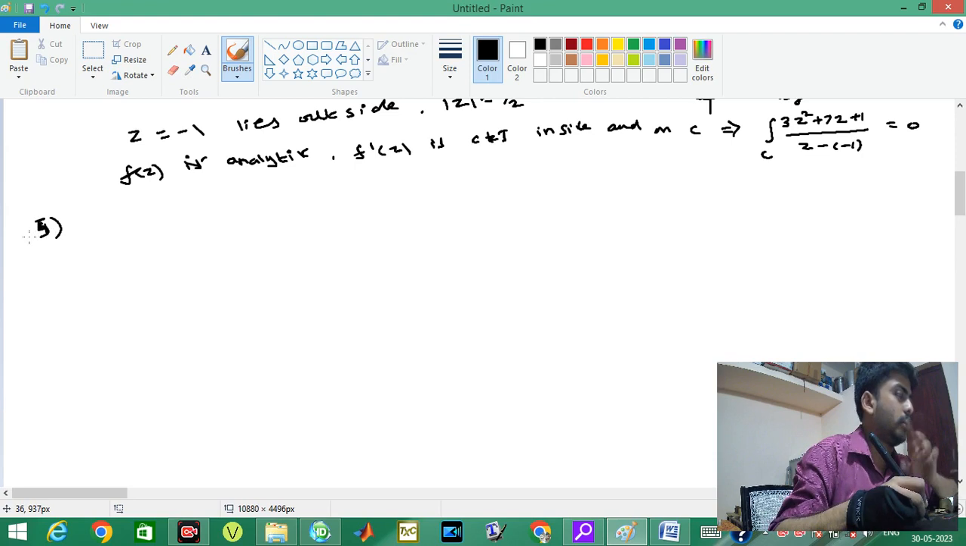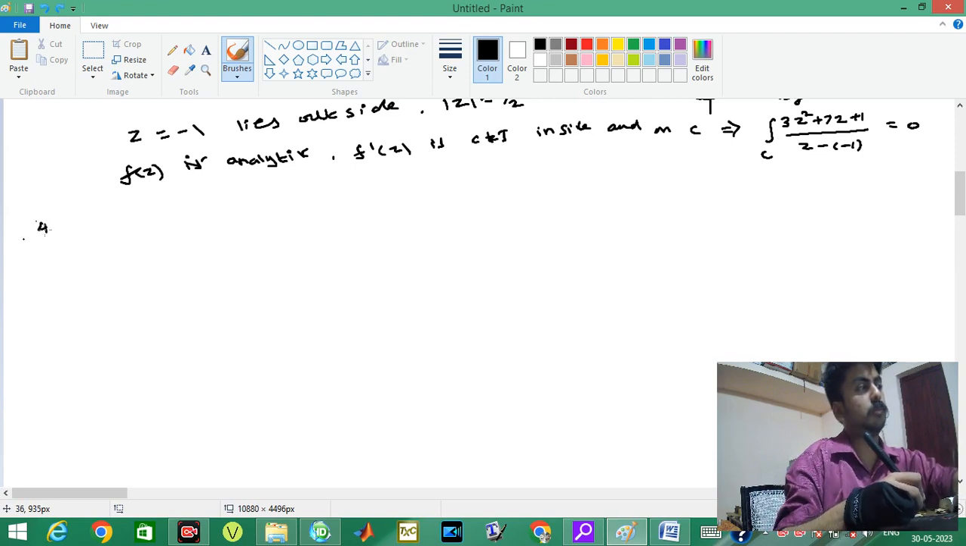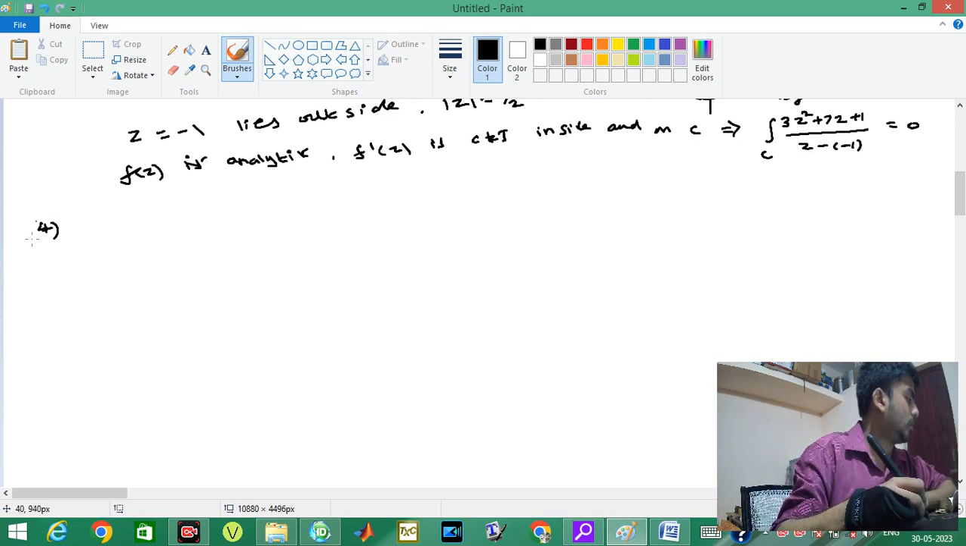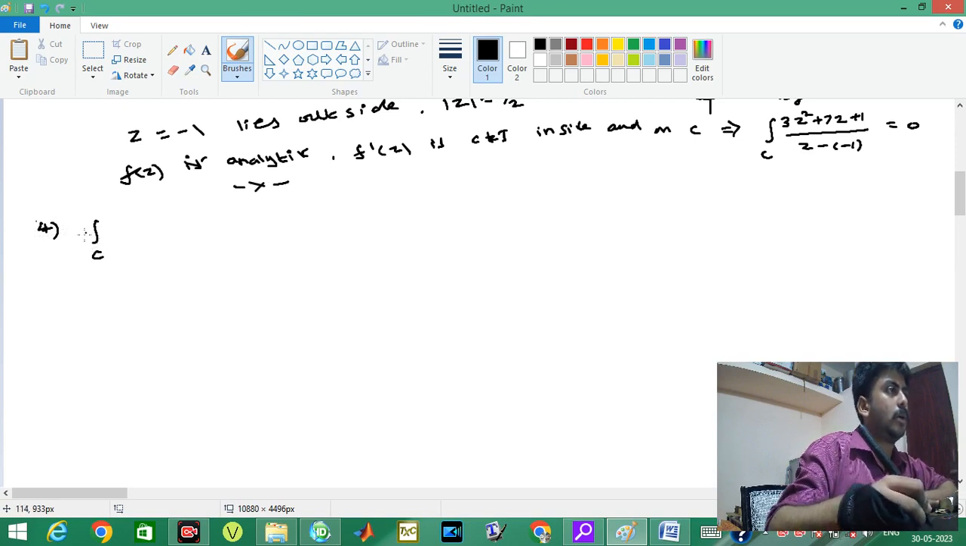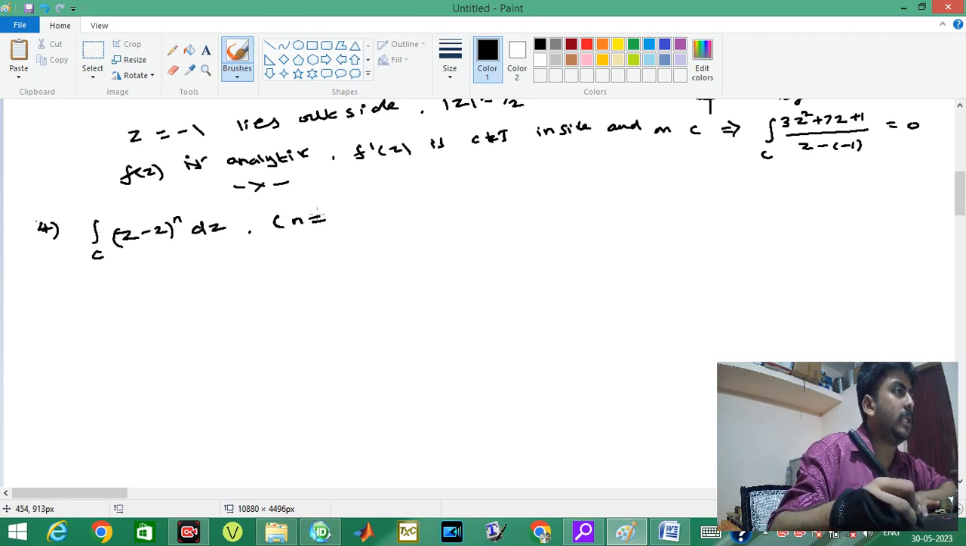Okay, it is our fourth problem. The problem here is: evaluate the integral over C of (z minus 2) whole power n dz. Here this n is not equal to minus 1.